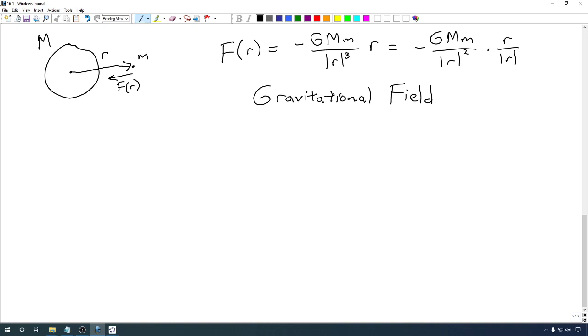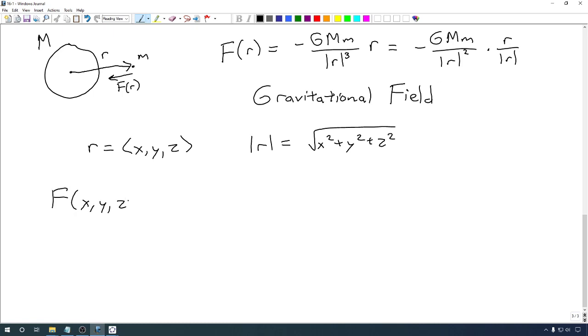We could actually write this in components. We could say that little r is xyz. That means that the magnitude of r is the square root of x squared plus y squared plus z squared. If we put those in here, that means our function, well, basically we have the cube of this thing on the bottom.